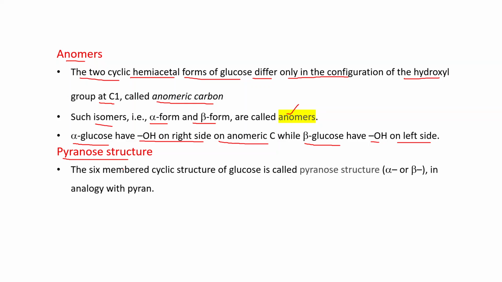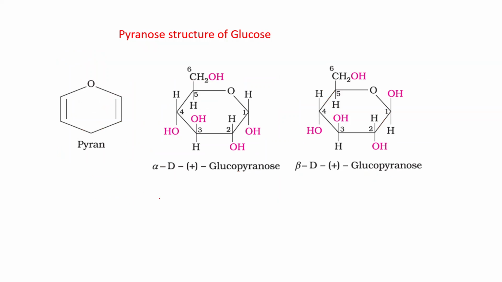We have discussed the cyclic structure of glucose, and there are 6 atoms in this cyclic structure. The 6-membered cyclic structure of glucose is called the pyranose structure, in both alpha and beta cases, in analogy with pyran. Now let us see. This is the structure of pyran, and in this form we can represent alpha D plus glucose and beta D plus glucose, and these representations are known as alpha D plus glucopyranose and beta D plus glucopyranose.